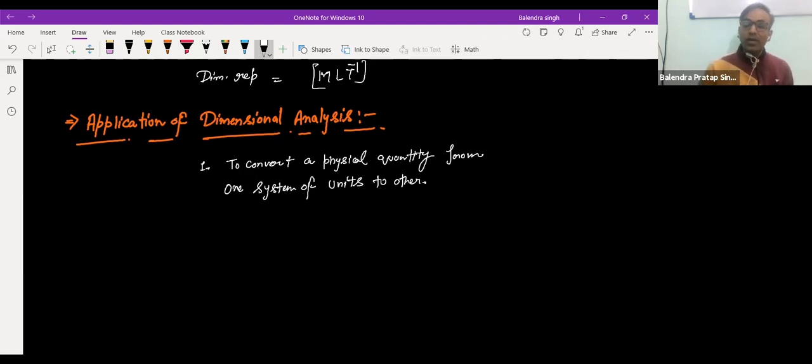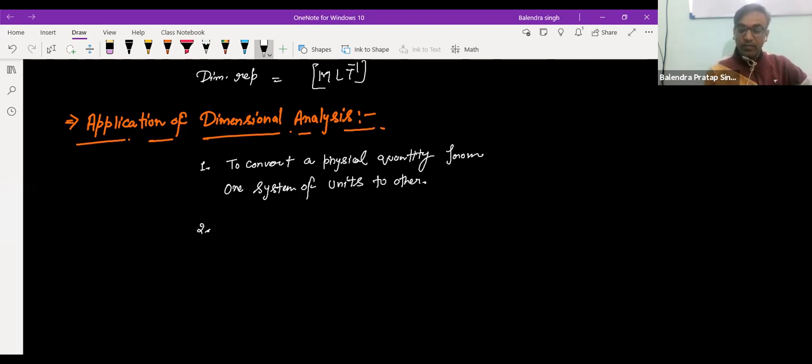So for example, we define the unit of length as meter, but there is another unit of length, centimeter. So we can convert this SI unit, meter, to the CGS unit, centimeter. So this is the first application, that you can convert units into another unit system. Is it clear? Yes, sir.